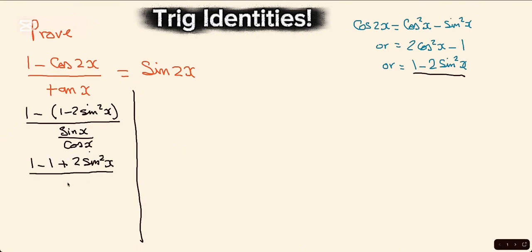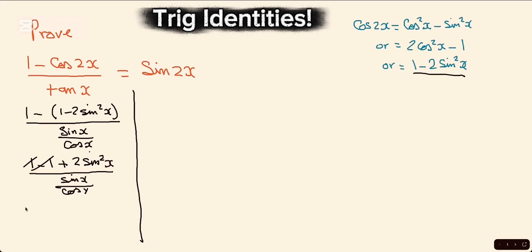over sine x over cos x. Now you see the 1 minus 1 will cancel, give me 0. And that's why I chose this one. If you choose that one, you'll end up with nothing canceling and it gets complicated.